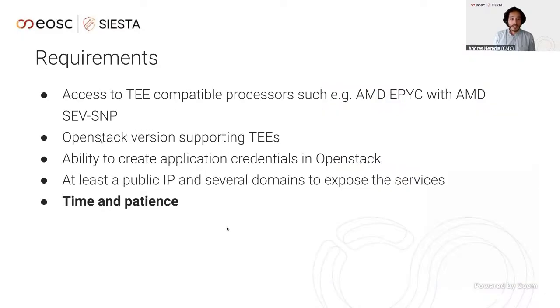The requirements that you would need to deploy are pretty simple, but sometimes are hard to get. So for example, the first one is to have access to processors that are compatible with trusted execution environments, TEEs for short. This is our case. We have access to AMD EPYC processors of the third generation that have the extension called AMD SEV-SNP that allow us to encrypt RAM memory on the fly. So we have the data that is in use encrypted.